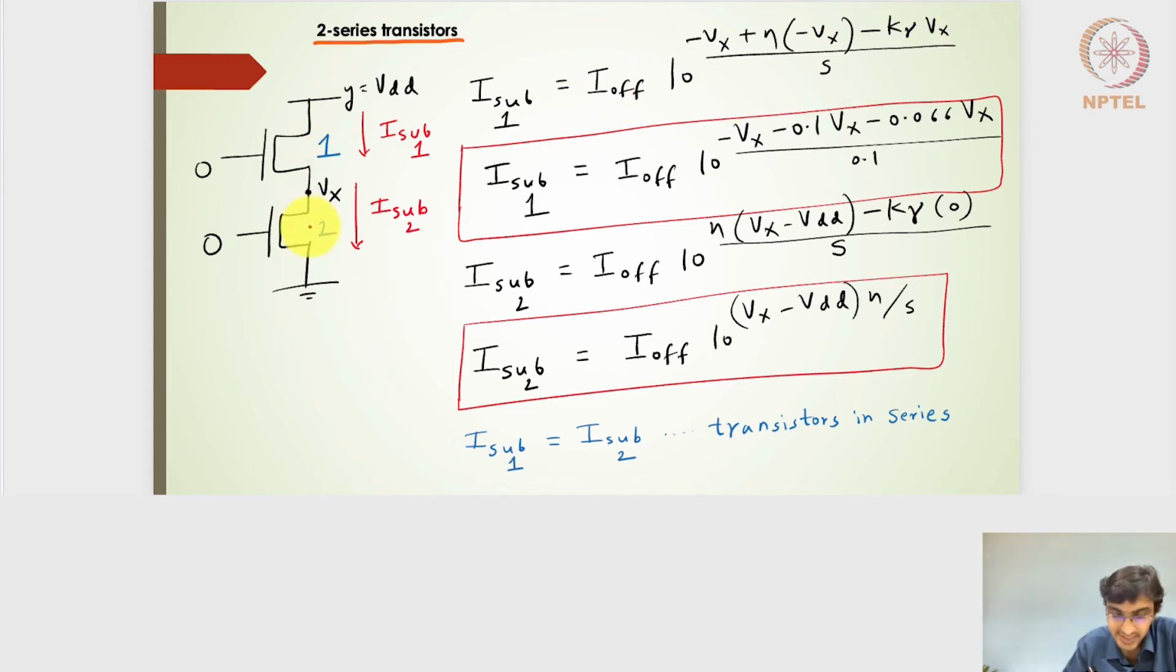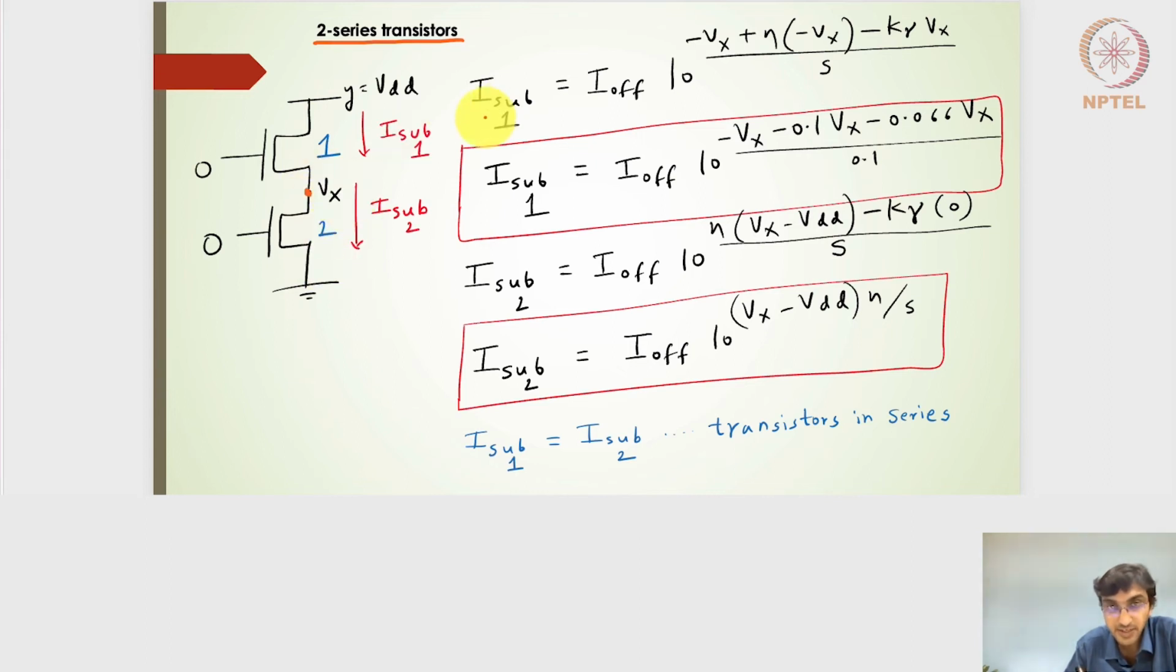So if I say that this is transistor 1 and 2, I need to find out what is VGS. If I write this particular internode voltage as Vx, the VGS for transistor 1 is nothing but minus of Vx. VDS turns out to be VDD minus Vx. For the second transistor, VGS is 0, and VDS is nothing but Vx.